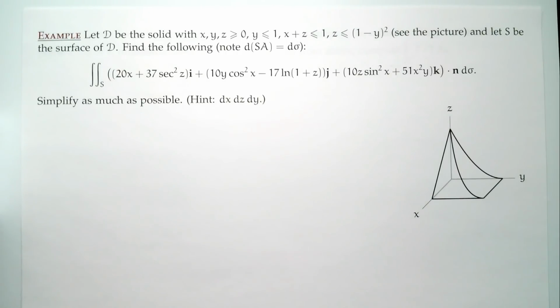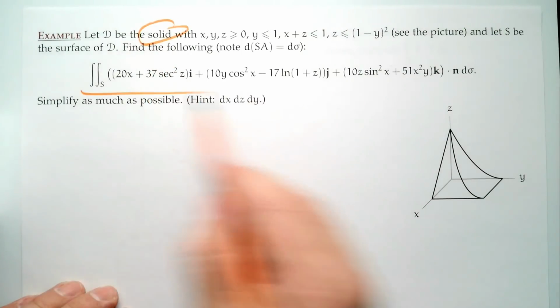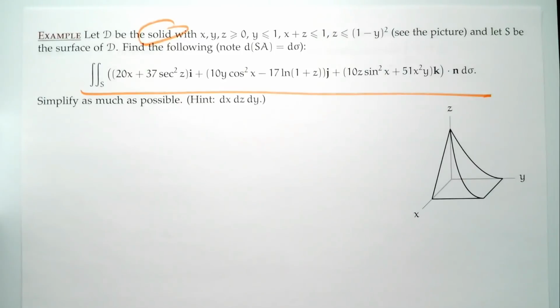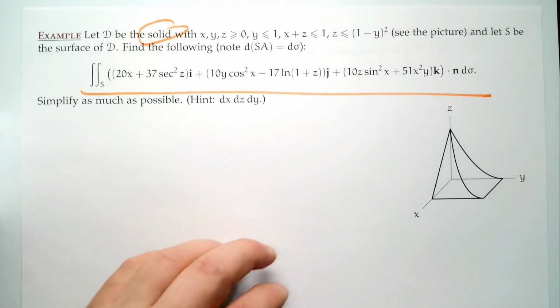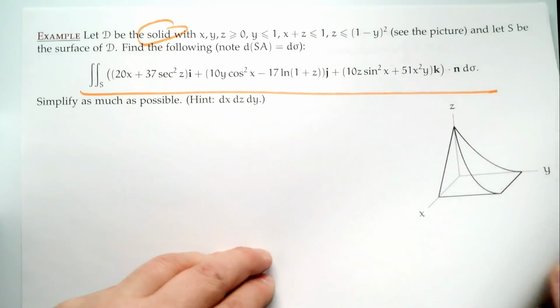Now, what's the right tool? What's our tool? Divergence. Yes. How do we know? We see solid, we see flux. We think divergence. Now, in this case, this one takes some work. So we're definitely not going to do it. But it's fun to work this one out. You get 7.